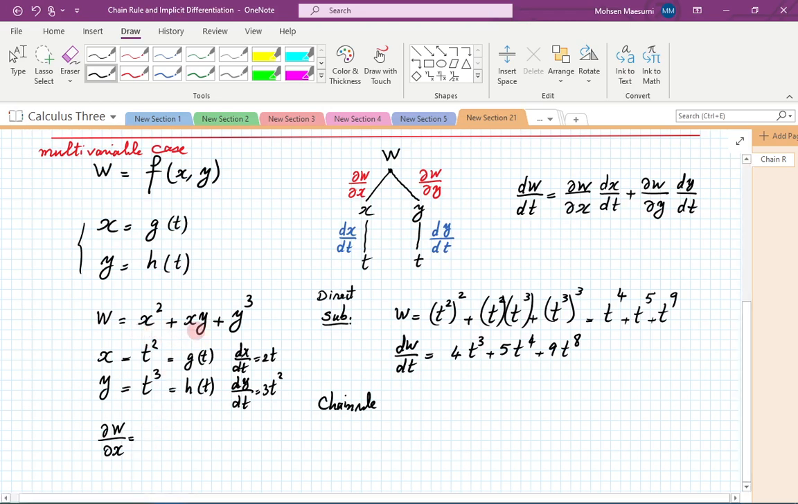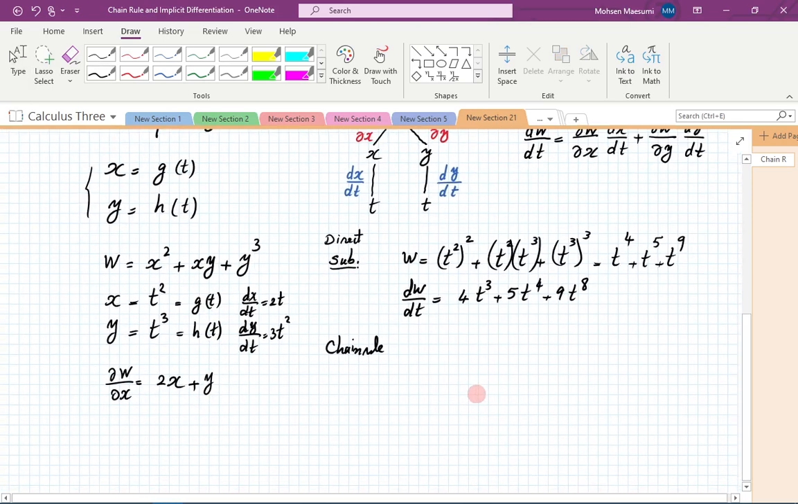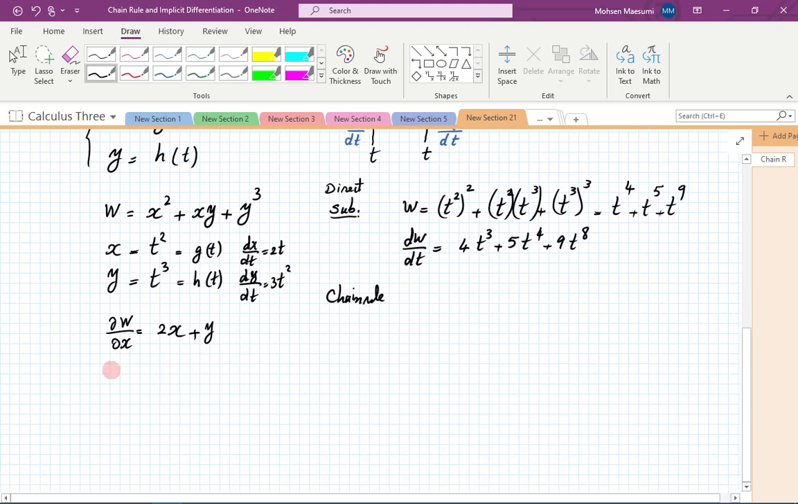So dw/dx is going to be the derivative of this, which is 2x, and then plus what? Derivative of this with respect to x, of course, that is y. Let's go ahead and do the other one also. dw/dy, derivative with respect to y. What is that? Well, this is 0. Here, derivative with respect to y is x, and then 3y squared.